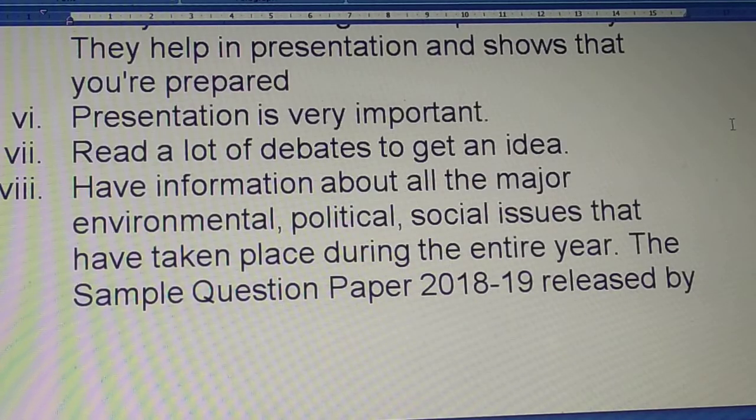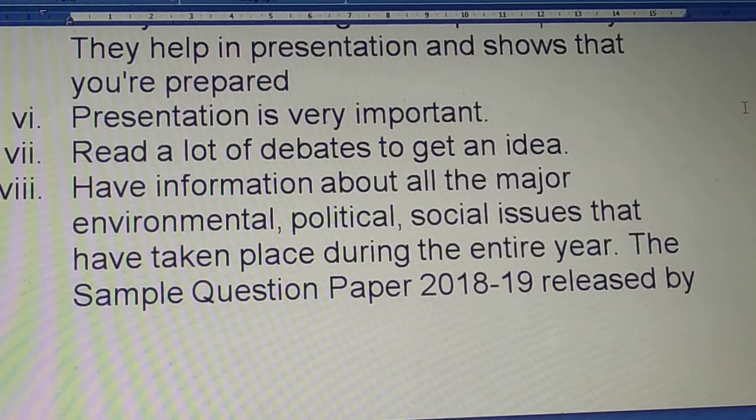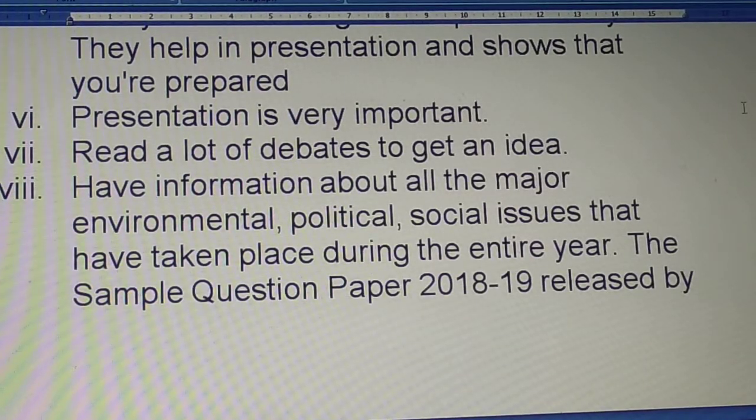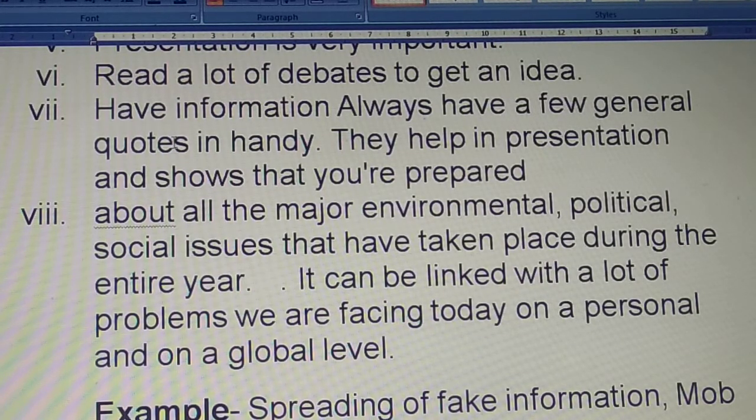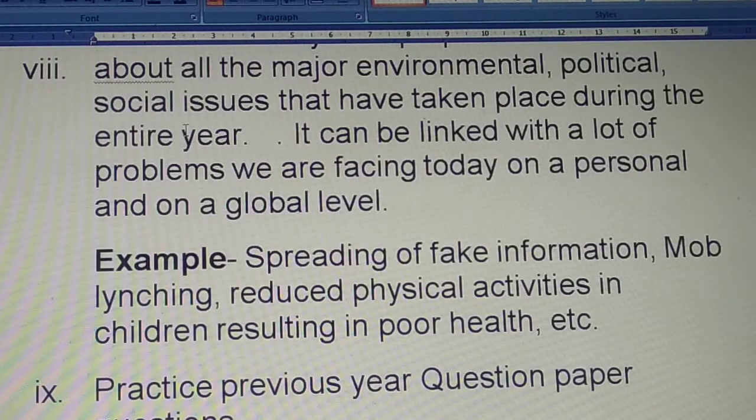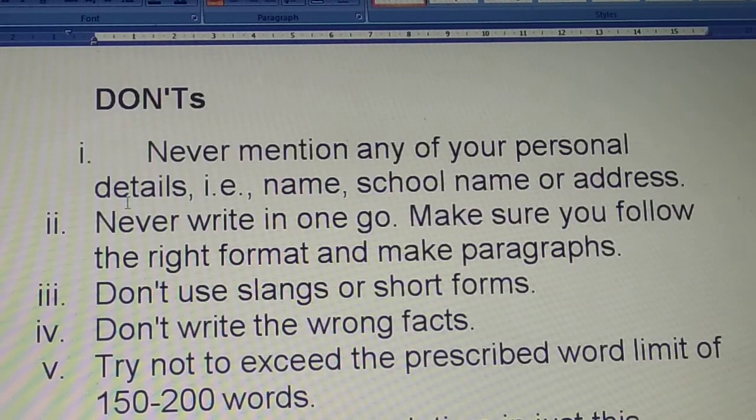Have information about all the major issues, political issues, environmental issues that have taken place during the year. So have information about a lot of issues, okay? They can be linked with a lot of problems. Example, spreading of fake information, mob lynching, reduced physical activities in children resulting in poor health, etc. Practice previous year question paper questions. It's very important.